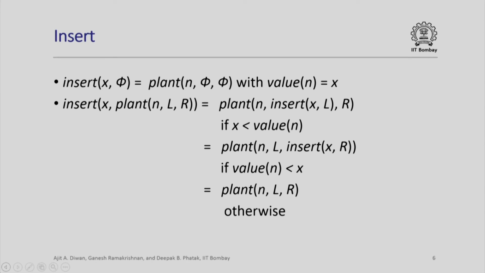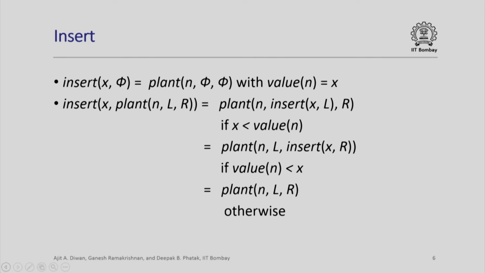Similarly, inserting a new value in a set x represented by a binary tree. So, if insert x comma phi, then we create a new tree with a new node n, which has both left and right subtree empty, and we store the value of x in the node n. So the tree will be plant n phi phi, both left and right subtrees are empty. The node will contain the value x.